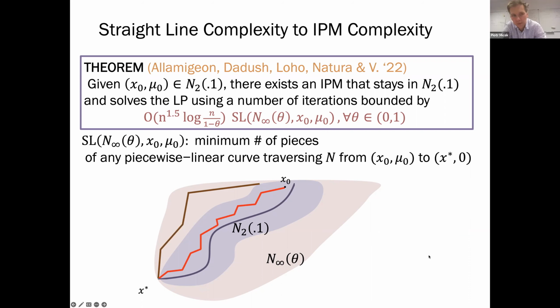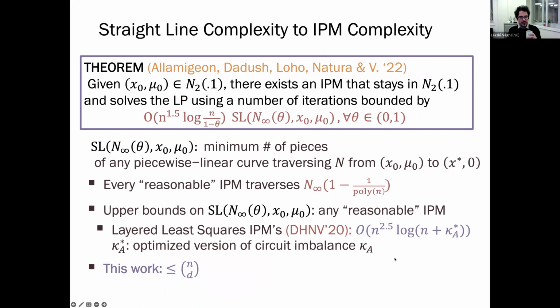Okay, thanks. Actually, this result doesn't directly feature the circuit imbalance. Just one more side note on this result: for this straight line complexity, any reasonable interior point method gives an upper bound, such that this kappa star in particular gives an upper bound. But then our second result will be that we can also get a combinatorial bound on this.